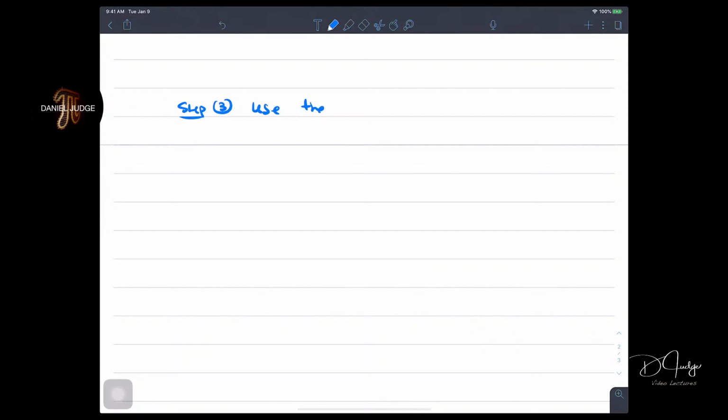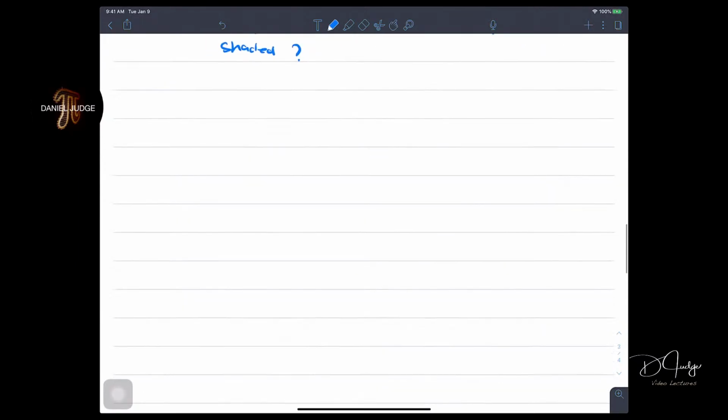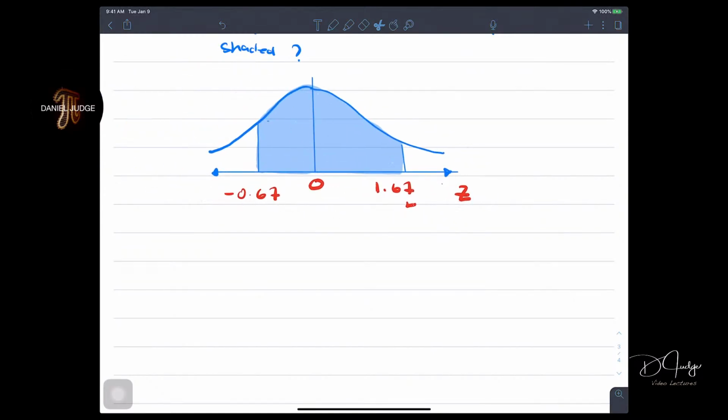Step 3: Use the z table to determine the percent of the bow that is shaded. And, that's pretty much the whole process.